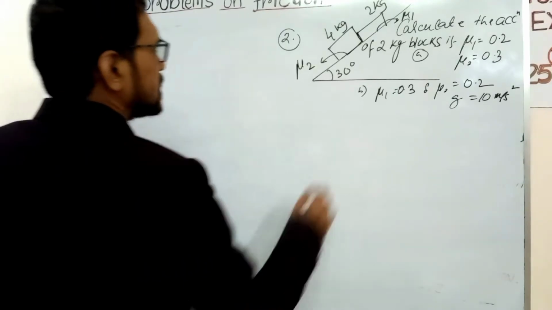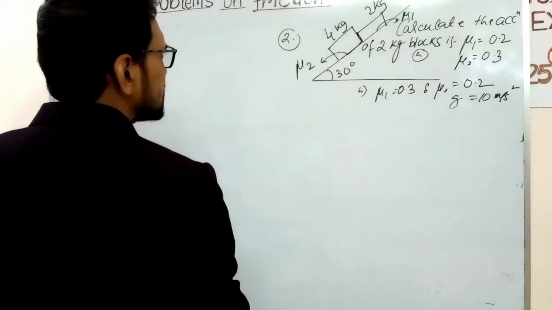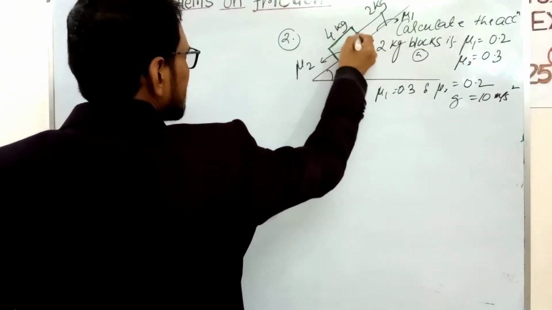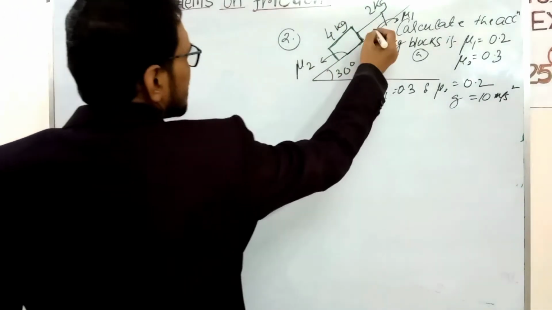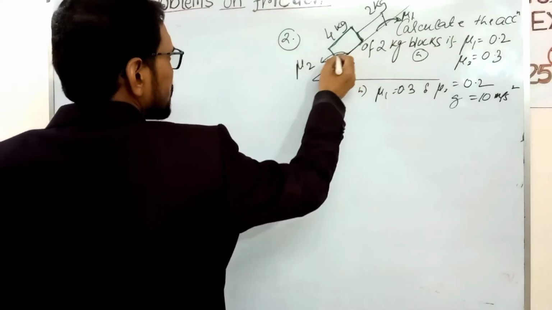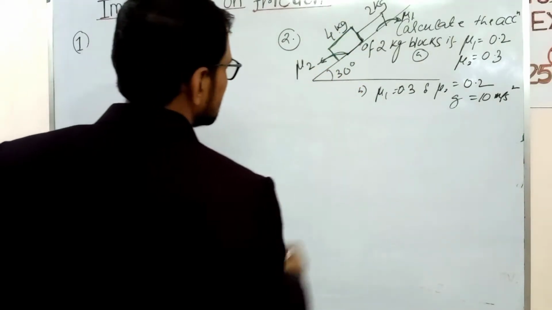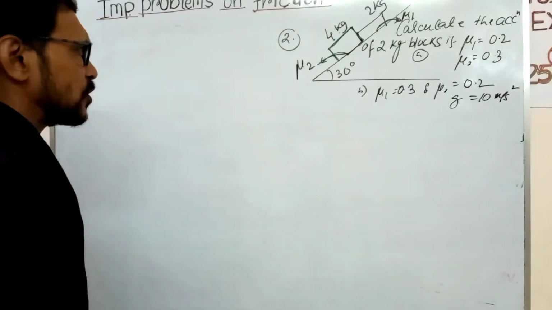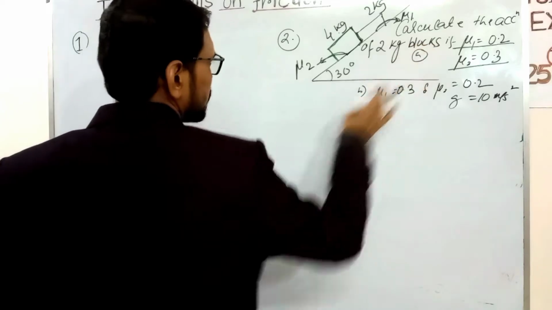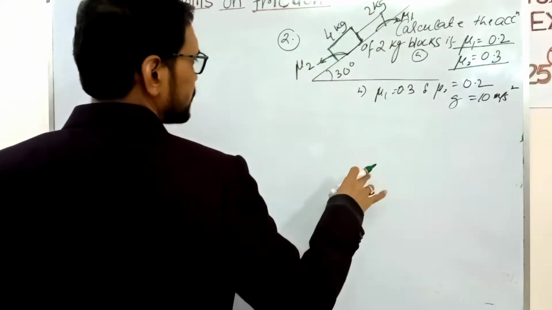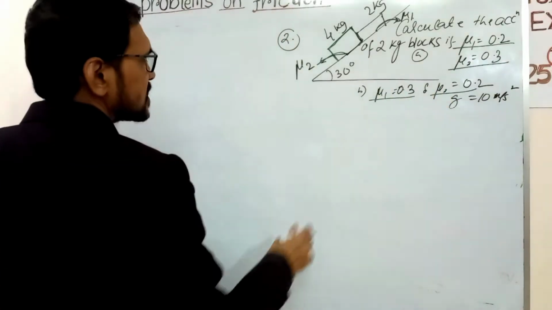Okay, in this diagram, a 4 kg and a 2 kg block are placed side by side on an inclined plane. The coefficient of friction of the 2 kg block is mu1, the coefficient of friction of the 4 kg block is mu2, and the inclination is 30 degrees. Now calculate the acceleration of the 2 kg block if mu1 equal to 0.2 and mu2 equal to 0.3. This is the first case. And if the coefficient of friction is reversed, that is mu1 equal to 0.3 and mu2 equal to 0.2, also find the acceleration of the 2 kg block.